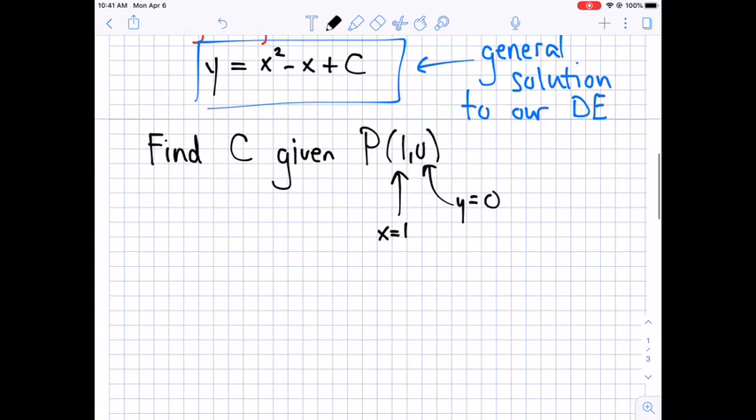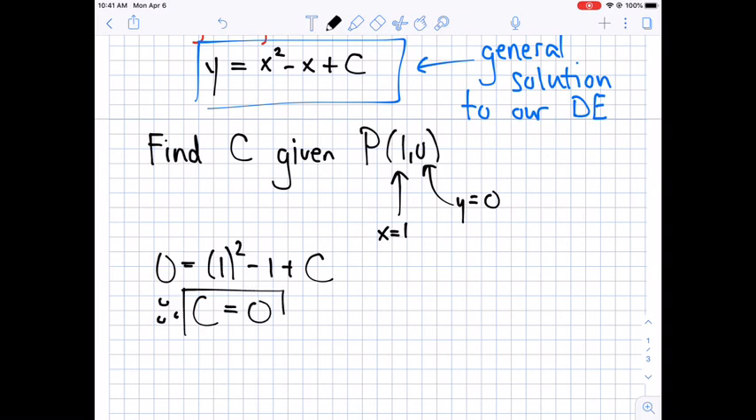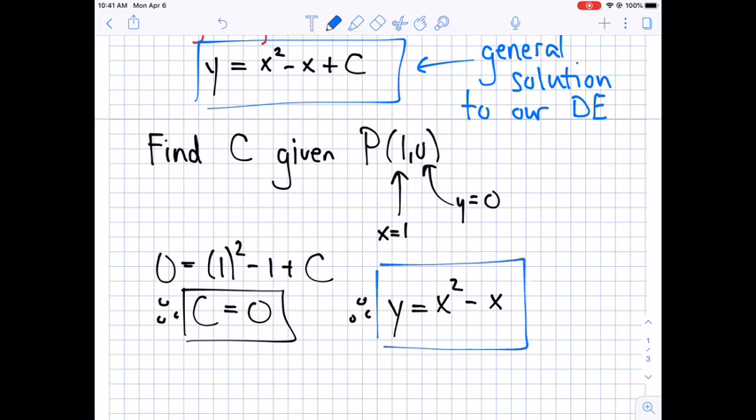Okay, so if we have y is 0, that's equal to 1 squared minus 1 plus c, and right away we get c is going to be equal to 0, and therefore our specific curve, the only curve that actually passes through that one point, is y equals x squared minus x, and this is no longer the general solution. This is what we would call a particular solution.